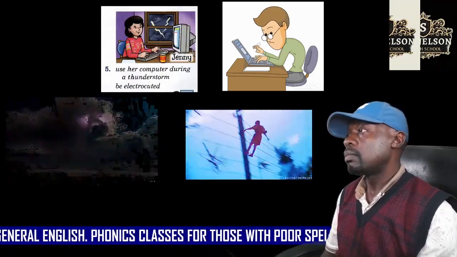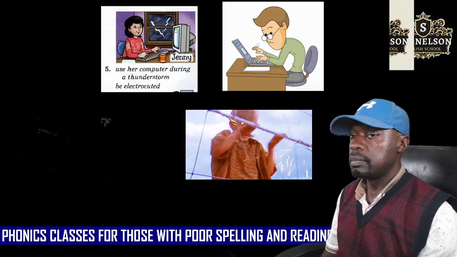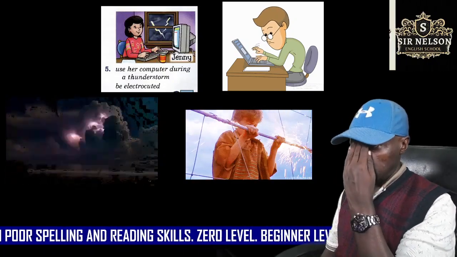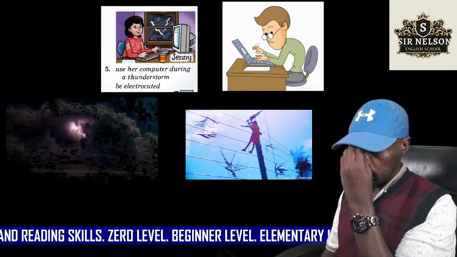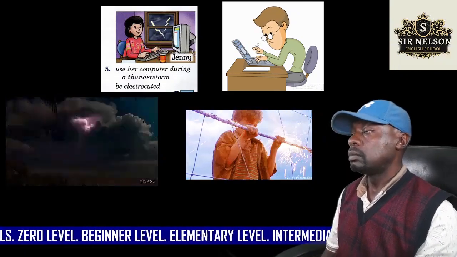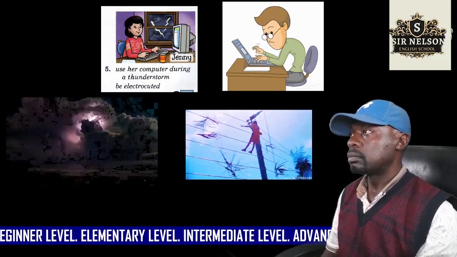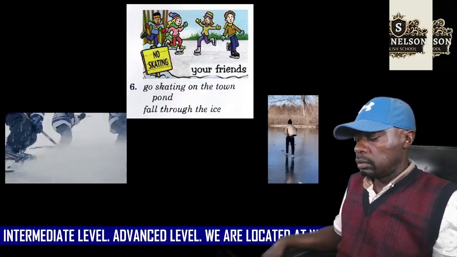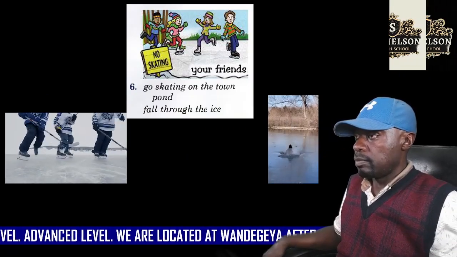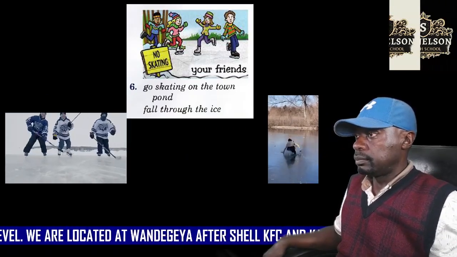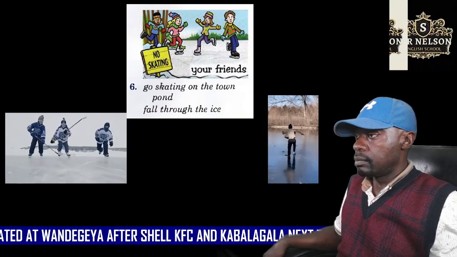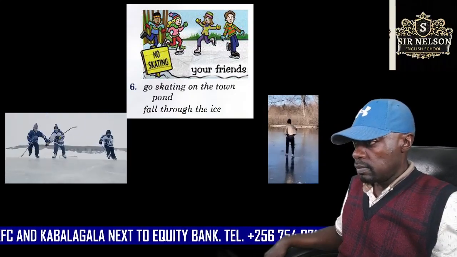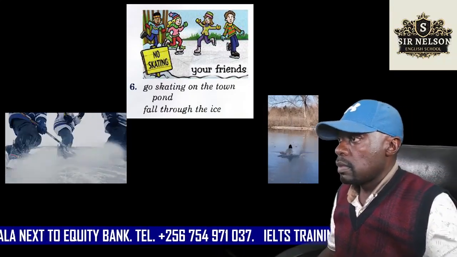5. We'll begin. If you ask me, Jenny shouldn't have used her computer during a thunderstorm. You're right. She could have been electrocuted. 6. We'll begin. If you ask me, your friends shouldn't have gone skating on the town pond. You're right. They could have fallen through the ice.